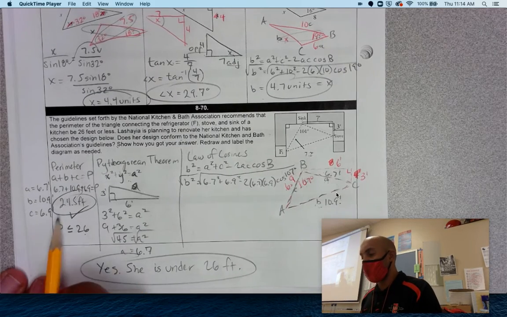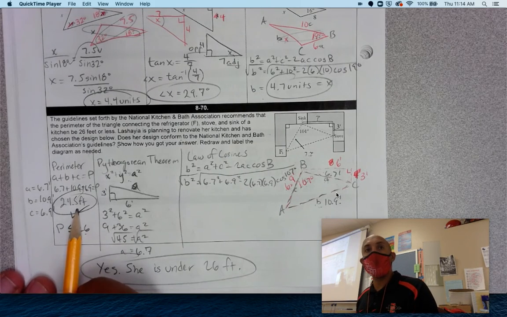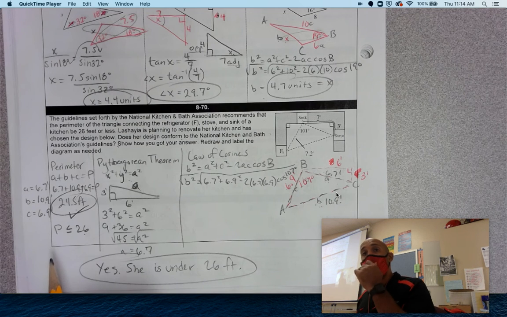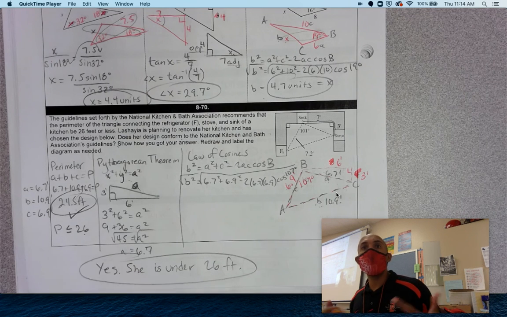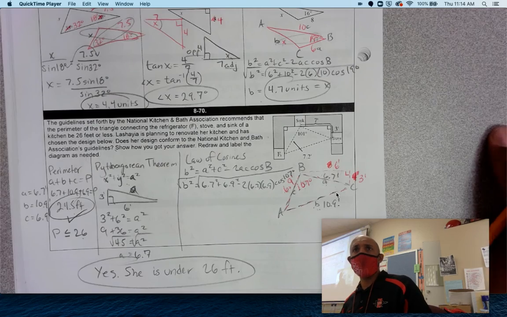So because for perimeter, we added it up, it was 24.5, okay? So again, even if you're over by like 0.1, that's still over, right? It's not following the guidelines. Now, if an inspector came and you were 0.1 feet over, they might let that one go, right? If that even matters or not. Okay, that's it.